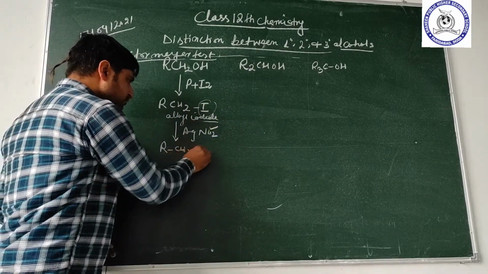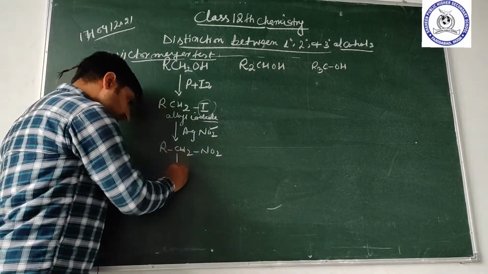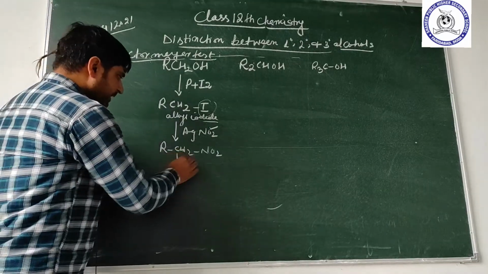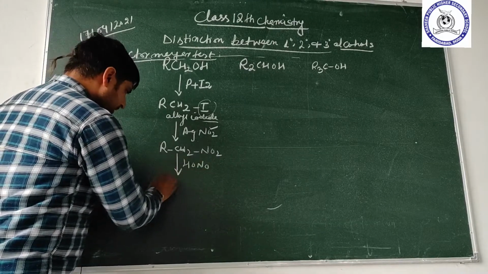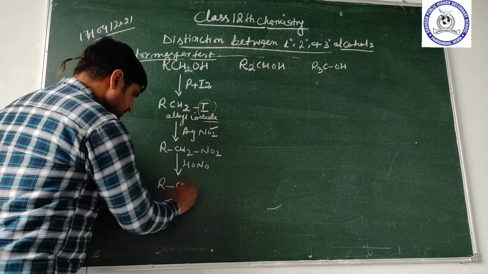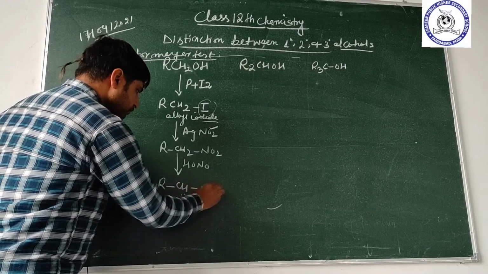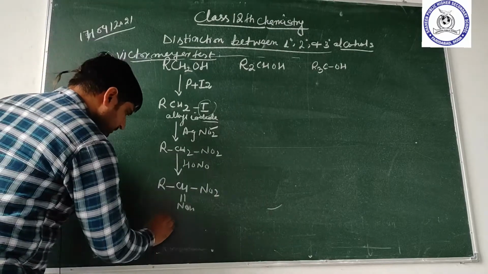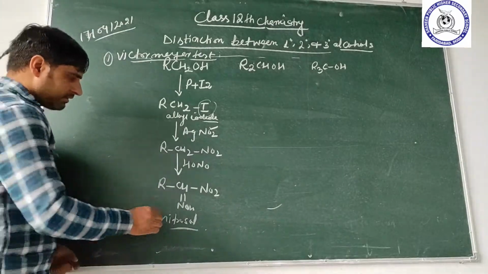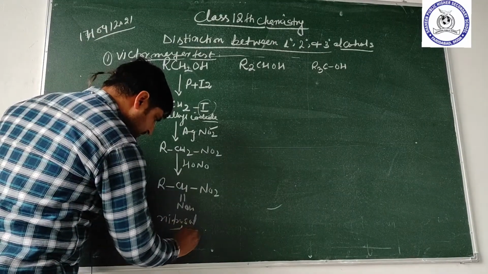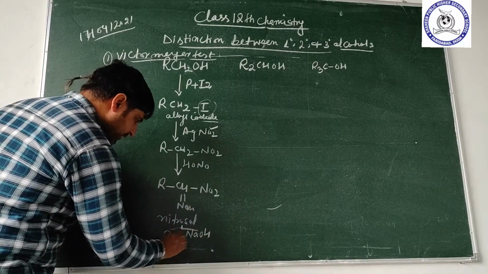We can get RCH2NO2. And in the third step, when it reacts with HONO, the product is RCH(NO)NO2. This is called nitrolic acid, and at the last when it reacts with the base, that is sodium hydroxide, red color can be obtained.